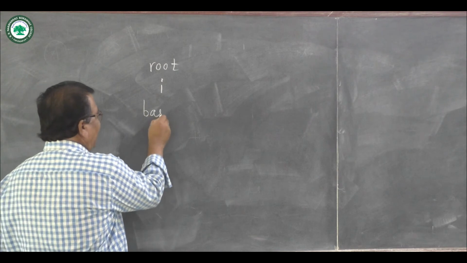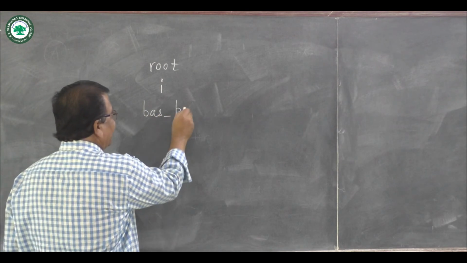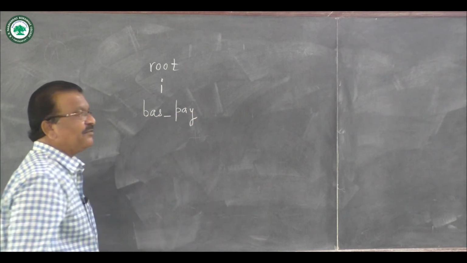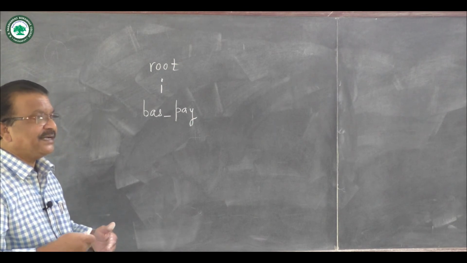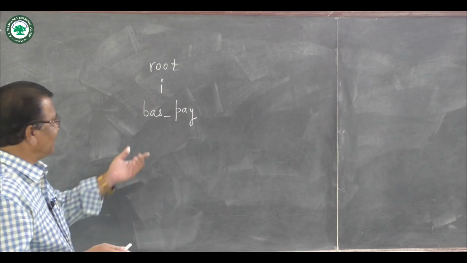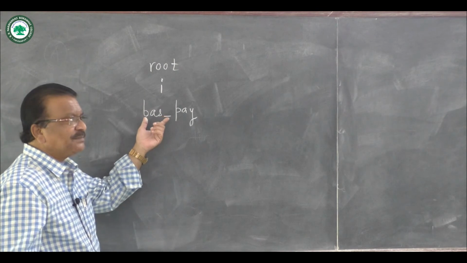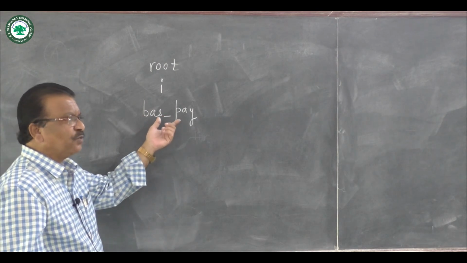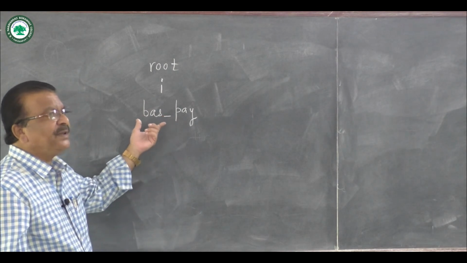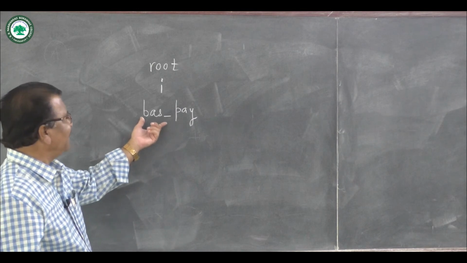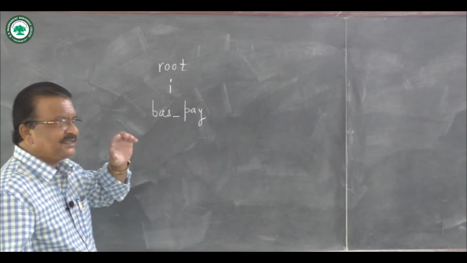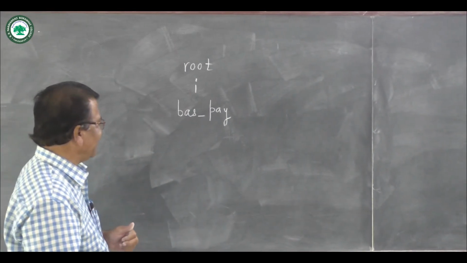Then _pay. This is again a valid variable name. Moreover, it is an identifier. BAS_pay means basic pay, basic underscore pay. So this will be a meaningful variable name. So this is an identifier, whereas I is just an arbitrary variable name.